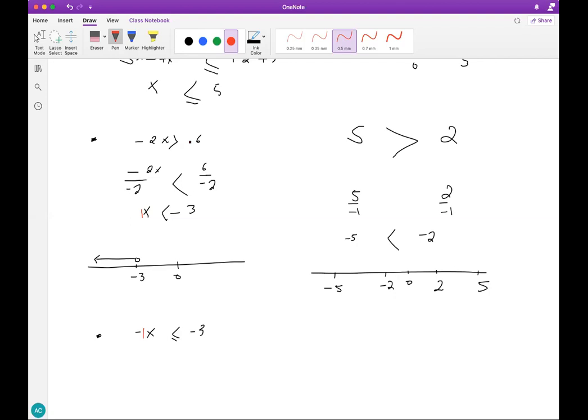So now it kind of looks like this. We're going to apply the same steps we did here to solve this inequality. So what do you think we do now on both sides to solve this inequality?